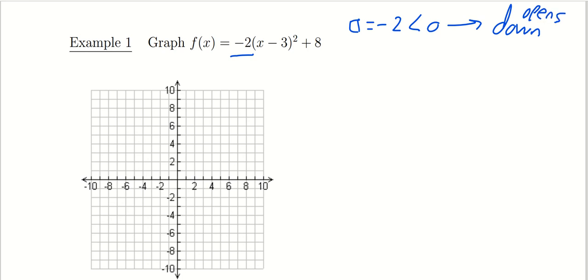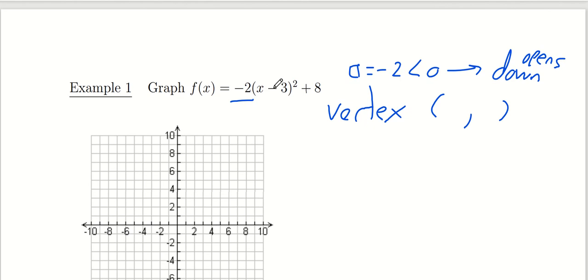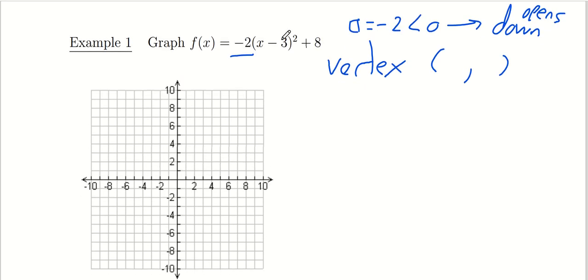So it opens down. We also want to give the coordinates of the vertex. Because this is in standard form, we can just look at it visually. If it's x minus 3 on the inside of the parentheses squared, then the number 3 is the x-coordinate of the vertex, and the number on the outside that's being added is 8. So we have a vertex at (3, 8).